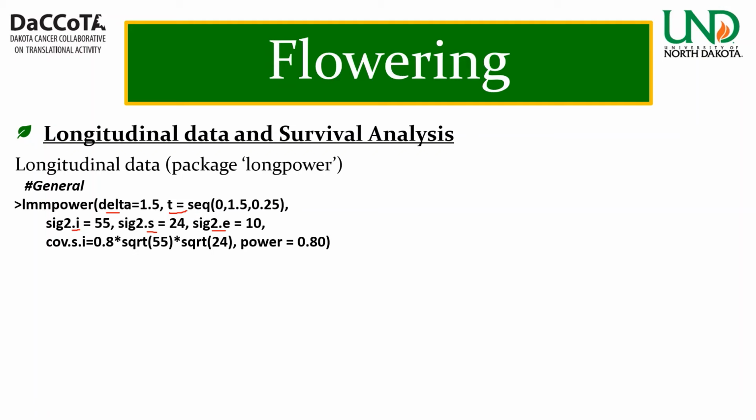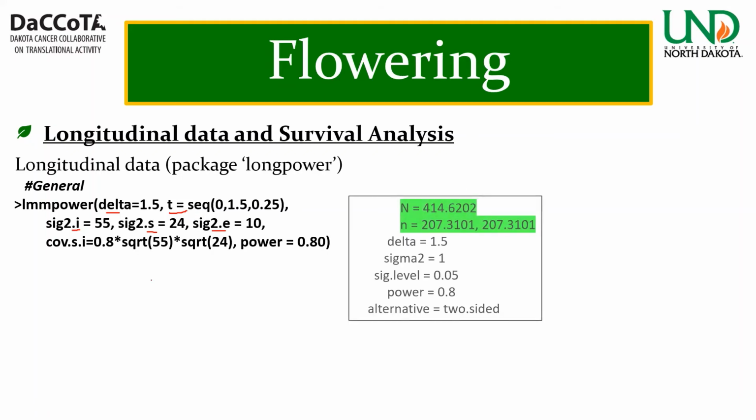In the first example, we want sample size, so we input this delta. And what we get out here is n with a sample size of 207 per group, because there's 2 groups, rounded up to 208 as a whole number. Again, N is total sample size and n is sample size per group.